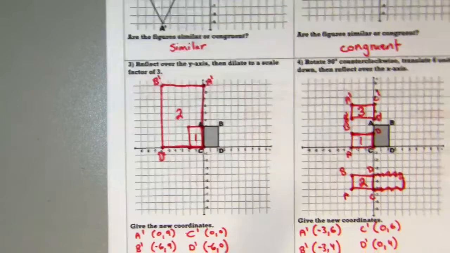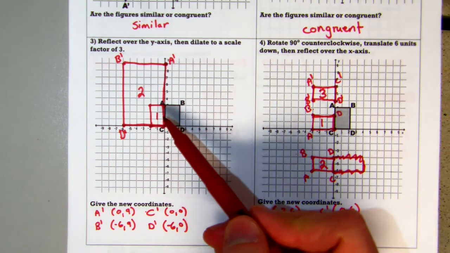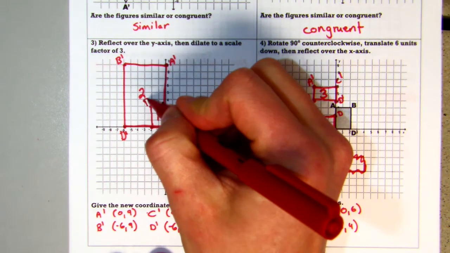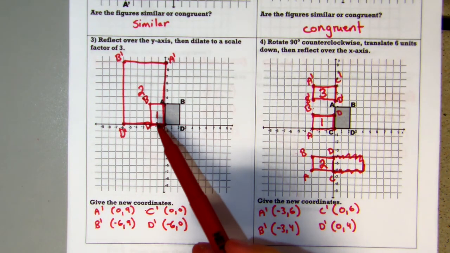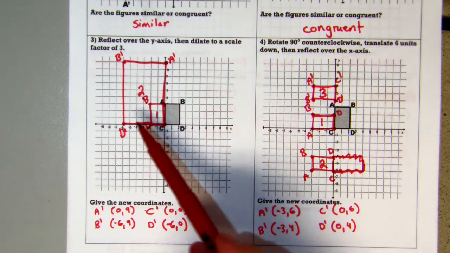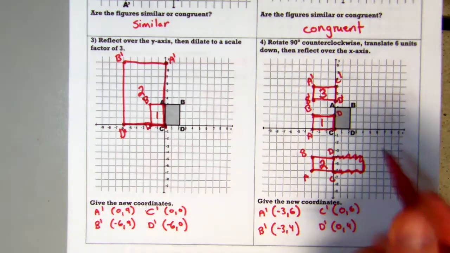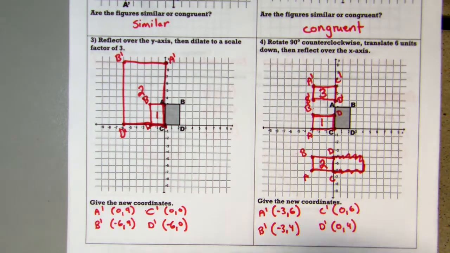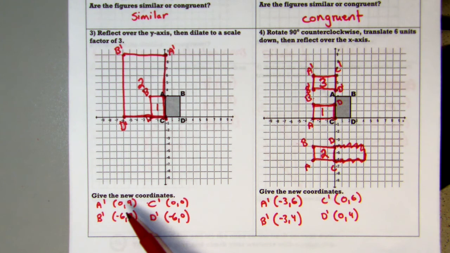Number 3, it had you reflecting over the y-axis first. So let's go ahead and label these 2 D. Okay. So number 1 should have been what you guys got for your reflection. And then it dilates to a scale factor of 3, so you're going to increase everything by multiplying by 3. Notice how C stays in the same spot, C prime there, because it's 0, 0. Whenever you multiply by something, it just stays at 0, 0. So my new coordinates were 0, 9, -6, 9, -6, 0, and then 0, 0 for my C.